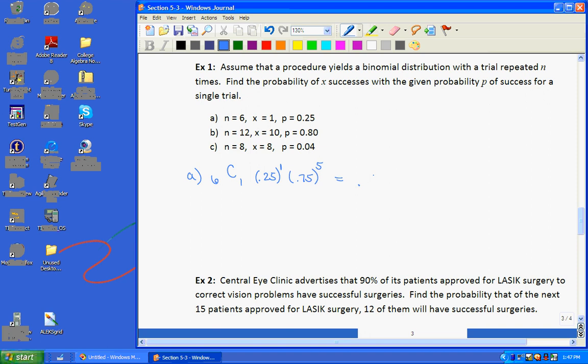And I am getting 0.356 if you round to the nearest, or round to 3 places after the decimal. Okay, try B.